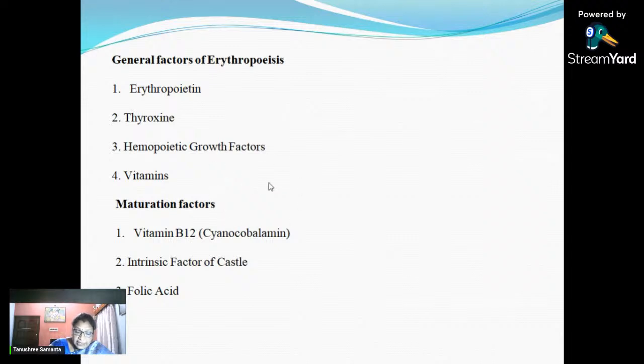Hemopoietic growth factors include certain growth inducers, which are interleukins like 3, 6, and 11. They mainly induce the proliferation of the pluripotent stem cells. And vitamins A, B, C, D, and E are all necessary for erythropoiesis. It has been found that deficiency of these vitamins gives rise to anemia. The maturation factors which have been discussed over here are vitamin B12, intrinsic factor of Castle, and folic acid. Vitamin B12 is also termed the extrinsic factor, and this helps in the synthesis of DNA, cell division, and maturation of the RBCs. And this can be absorbed only when the intrinsic factor of Castle is present. So these two are interlinked, and folic acid again helps in the synthesis of DNA.